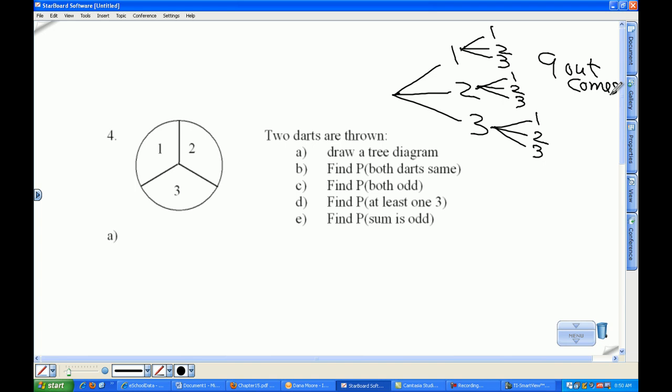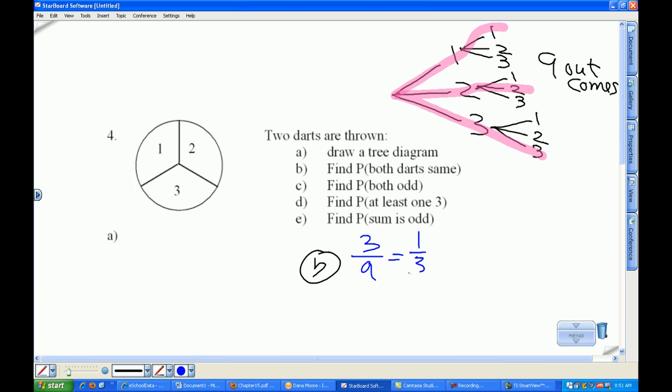So let's see, part B. Find both darts are the same. Well, that is going to be true when I have a 1 and a 1, which is right here. 2 and a 2, which is right here. 3 and a 3, which is right there. So 3 of my outcomes out of 9 have both darts that are the same.